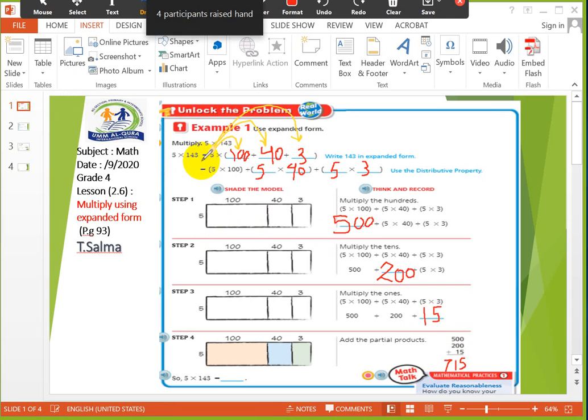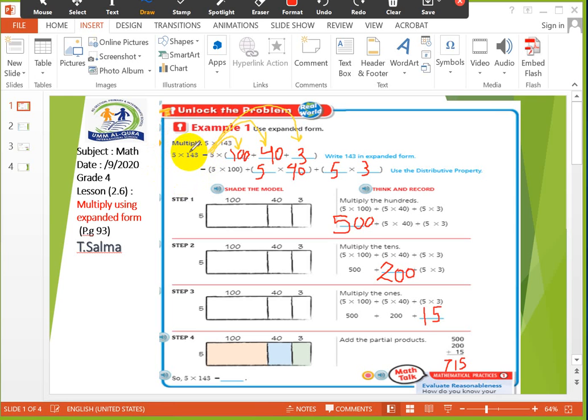I will repeat again, please focus with me. I will repeat again how I will multiply one digit number with multi-digit number by using the expanded form. First thing, I will write the multi-digit number by using expanded form. How I will do that? 143. How I will write it in expanded form?